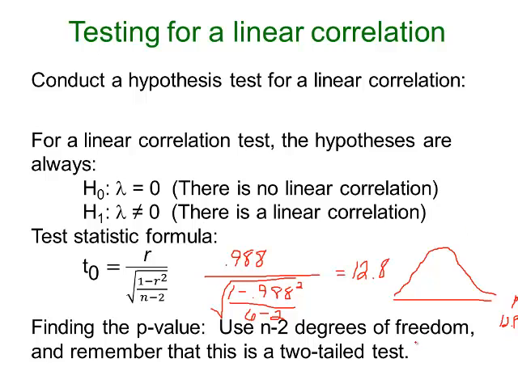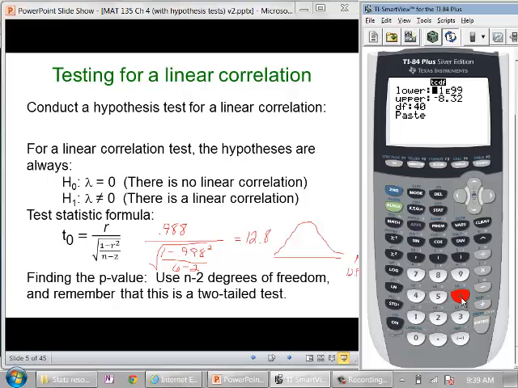So we're going to do TCDF, and we're going from 12.8 to the right. And remember, we're using n minus 2 degrees of freedom, so we've got 4 degrees of freedom. Okay, so our p-value turns out to be 1.07 times 10 to the negative 4th. So that's, well, whoops, that's our area under the curve.